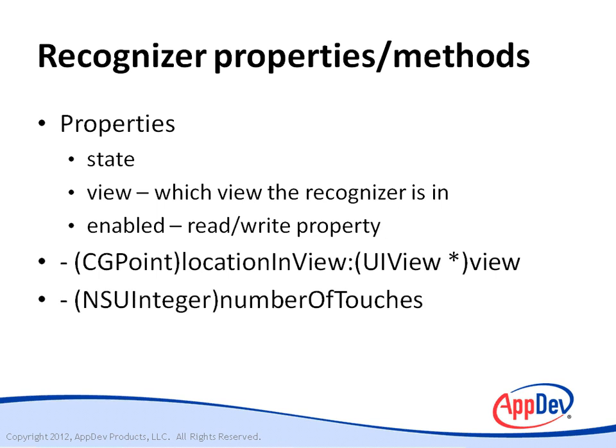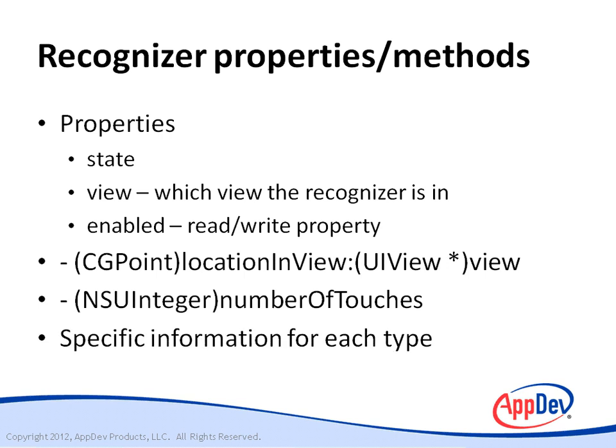You can also inquire from the gesture recognizer how many touches are currently being used. And each gesture recognizer also has specific information for the type. So rotation recognizer gives you the angle of rotation. A pinch or zoom recognizer gives you information about the current scale of the pinch. So that's a lot of information to remember about gesture recognizers. Next thing we'll do is go into a demo and see how all of these work together in an image view.